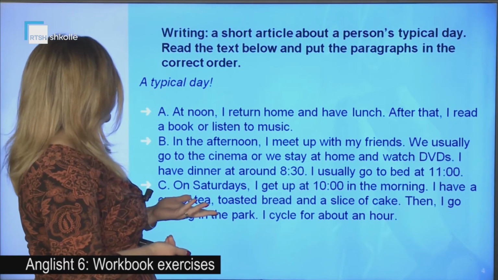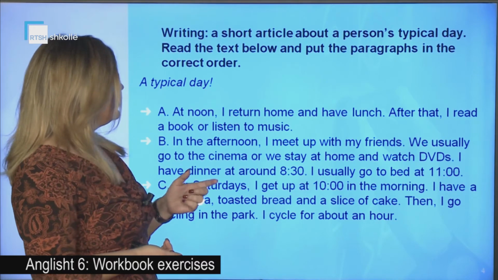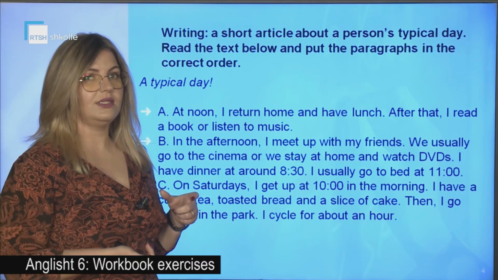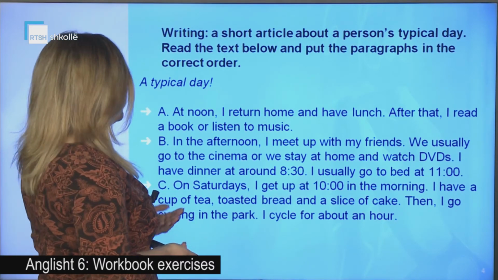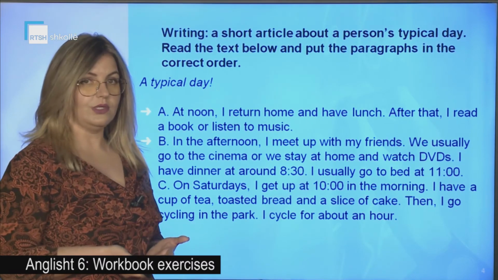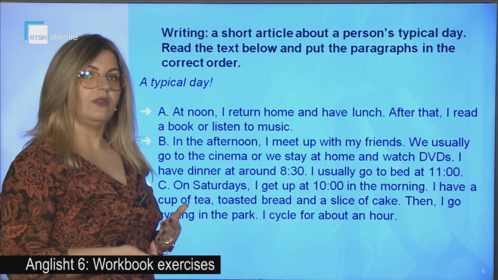So it is a typical day. For example, at noon I return home and have lunch. Since this, we can understand that this is not the first paragraph. After that, I read a book or listen to music. And let's pass on to the B section.